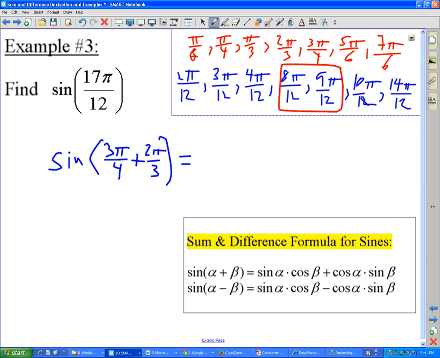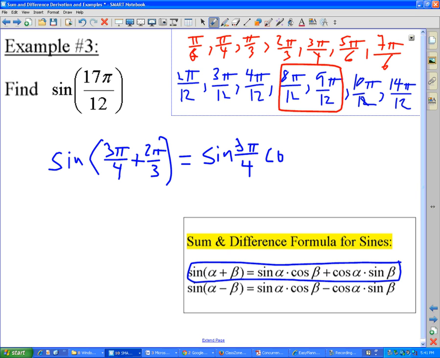And now the formula for sine, and we are using the sum formula here, so we're going to use this one right here. That's going to be sine alpha cosine beta plus cosine alpha sine beta. And our alpha is 3 pi over 4, and our beta is 2 pi over 3. Now, guys, this is really no harder than the previous problems, but you're going to have to be a lot more careful.